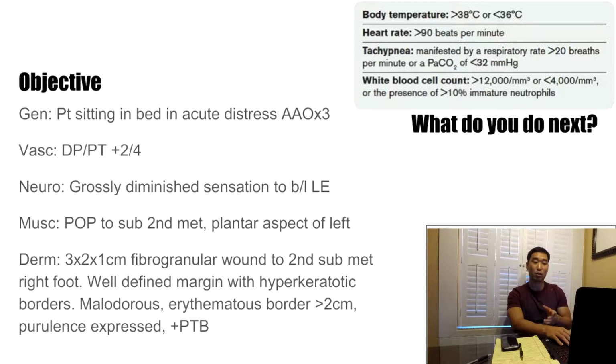SIRS criteria include body temperature greater than 38 Celsius or less than 36 Celsius, heart rate greater than 90 beats per minute, a rapid respiratory rate exceeding 20 breaths per minute or the partial carbon dioxide pressure being less than 32 millimeters of mercury, white blood count more than 12,000 or less than 4,000 per cubic millimeter, or the presence of more than 10% immature neutrophils, indicating potential infection.